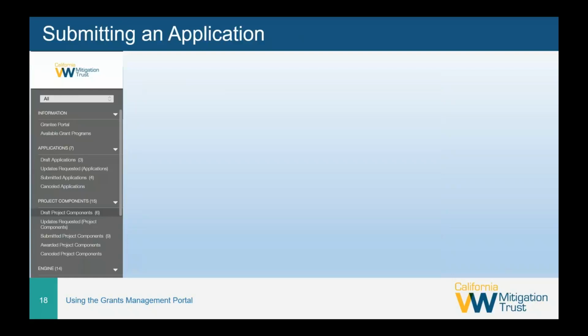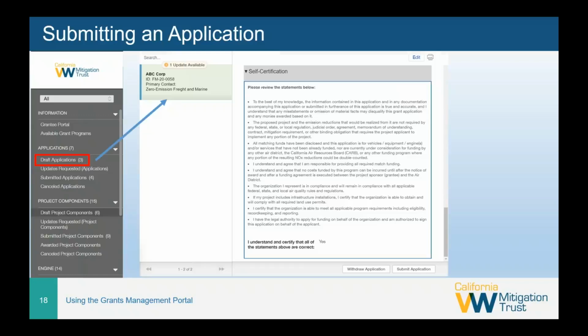After you have entered the information about all of the project components, go back to your draft application. Now, you'll need to take a few final steps before submitting. First, you'll provide information about the applicant's compliance status with air quality regulations for all owned equipment. Next, you'll provide business documentation, such as a W-9, and documentation that you have the authority to submit the application. Third, you'll certify the application.